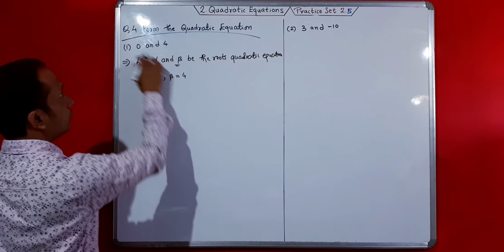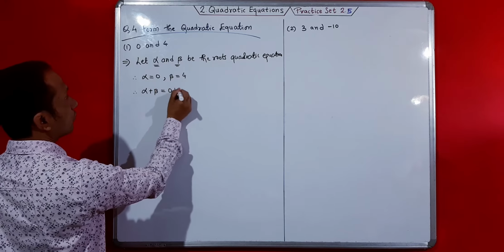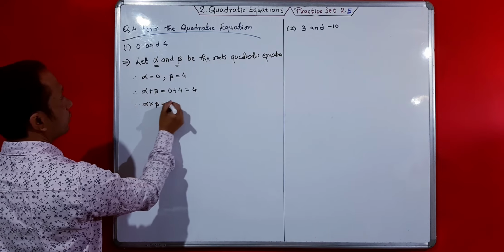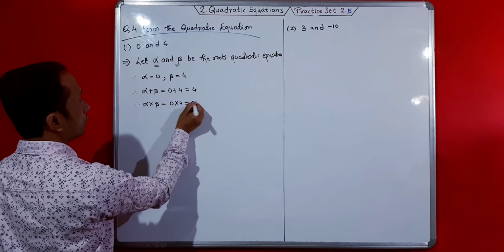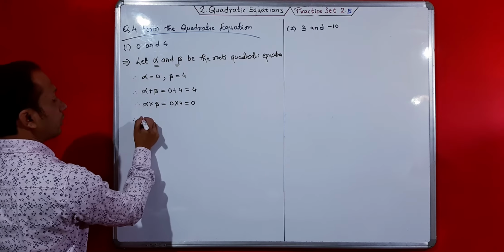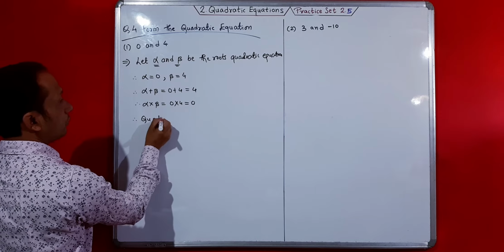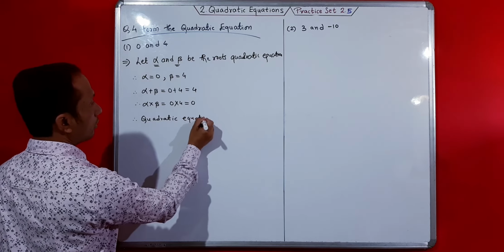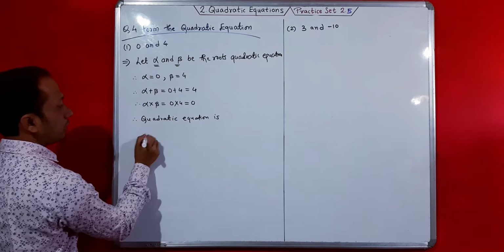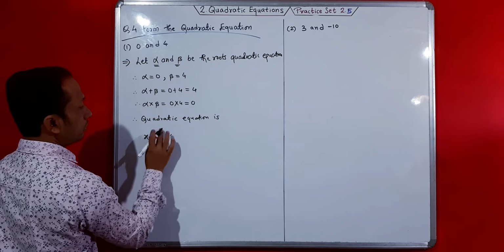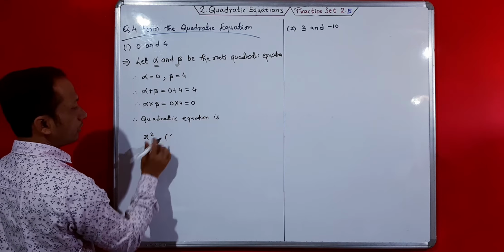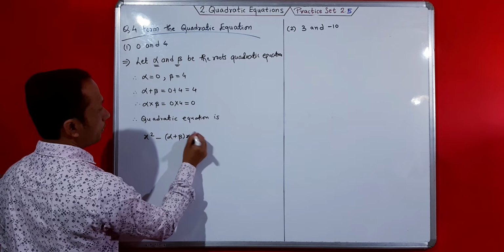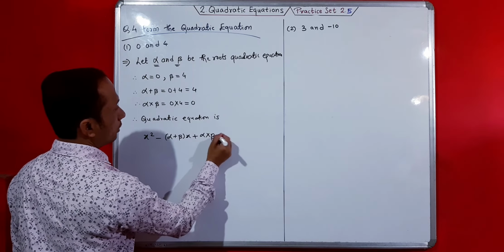Therefore we will first find alpha plus beta: 0 plus 4 is equal to 4, and alpha into beta is 0 into 4, which is equal to 0. Therefore the quadratic equation is x square minus alpha plus beta times x, plus alpha into beta, is equal to 0.